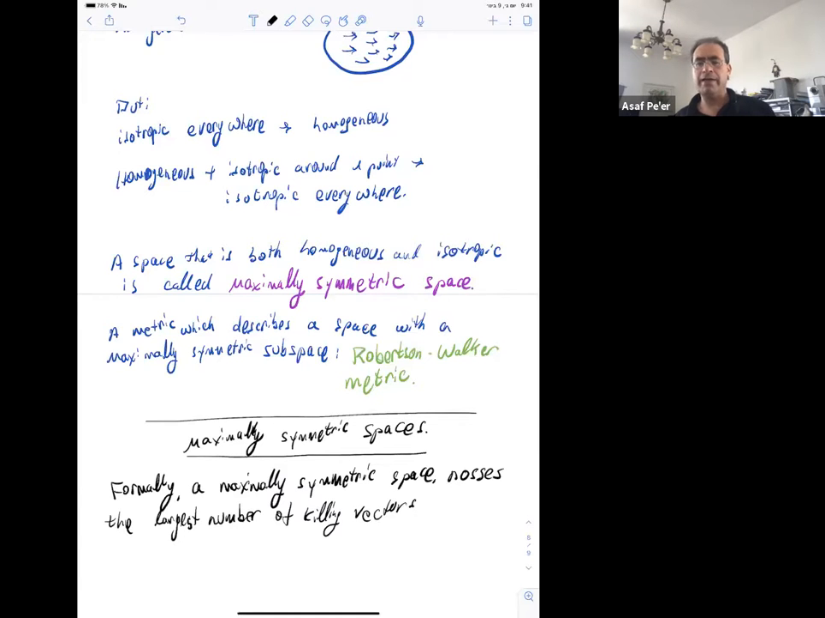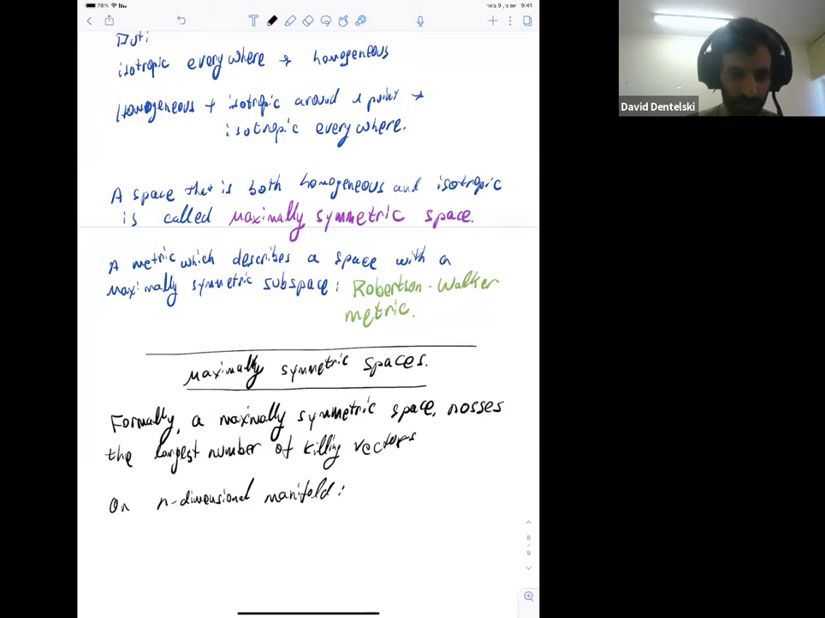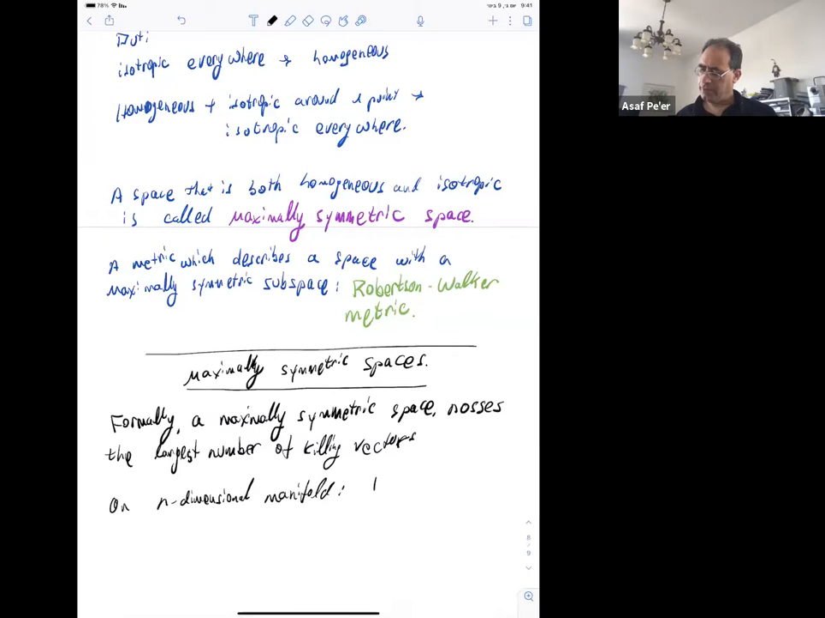How many Killing vectors, what is the maximum number of Killing vectors we can have on an n-dimensional manifold? Like n plus 1 over 2? What? The maximum number of Killing vectors is n times n plus 1 over 2.